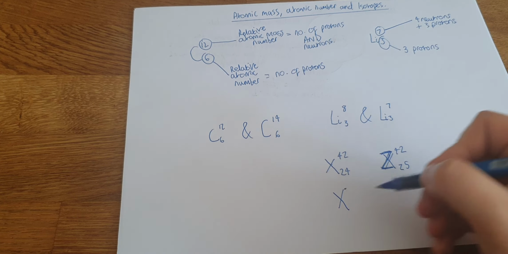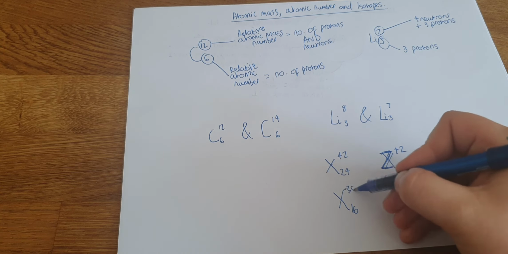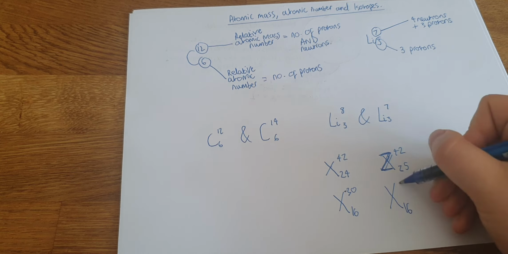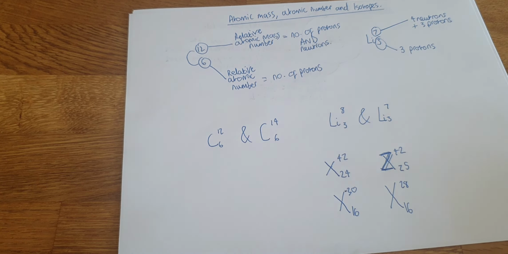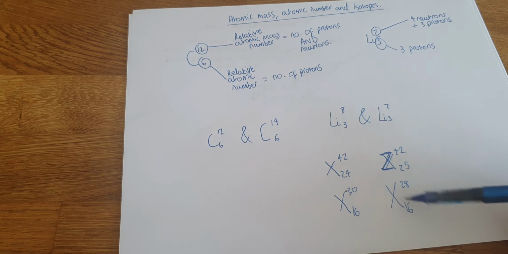Okay, another example. Are these isotopes of each other? Well, do they have the same atomic number? Oh, yes, they do. So we know they're the same element. Do they have different numbers of neutrons? They do. Therefore, they're isotopes of each other.